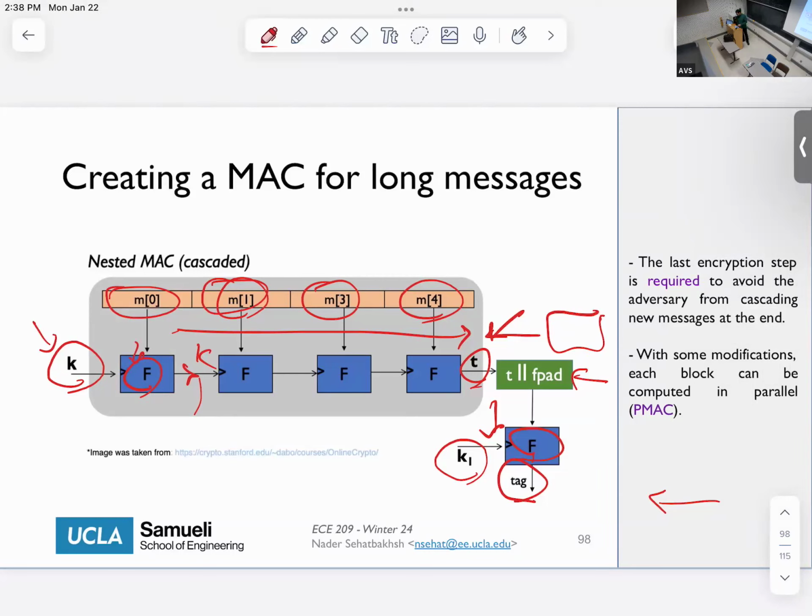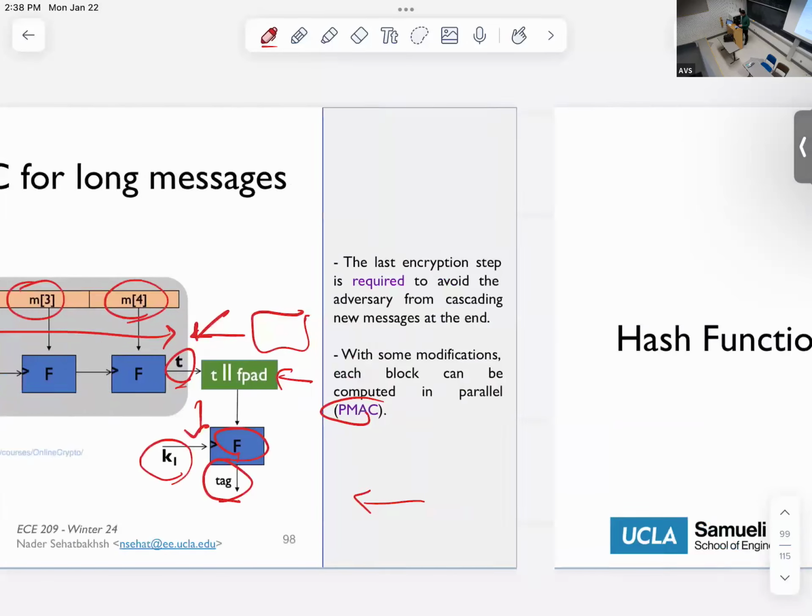There's another version of this called PMAC, or parallel MAC, that computes this in parallel and then combines them together. I didn't show it here, but if you're interested, definitely search PMAC and you will see how that works. The main thing that you should remember is that we use two different keys, and then we feed the message to another round in order to make sure that we have a connection between the message parts. Okay.